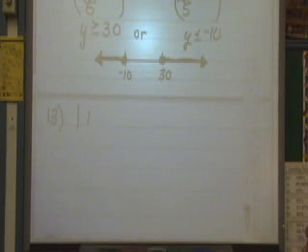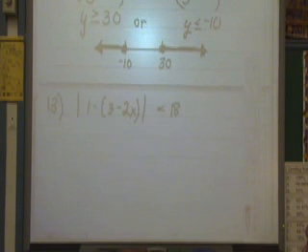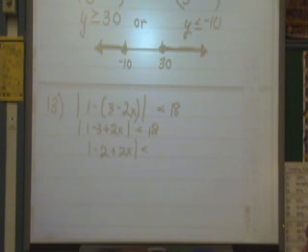You have the absolute value of 1 minus the quantity 3 minus 2x is less than 18. Before you split it up, can you simplify what's inside the absolute value, Lauren? So it'd be 1 minus 3 plus 2x is less than 18, and then collecting like terms, you get what? Negative 2 plus 2x is less than 18.